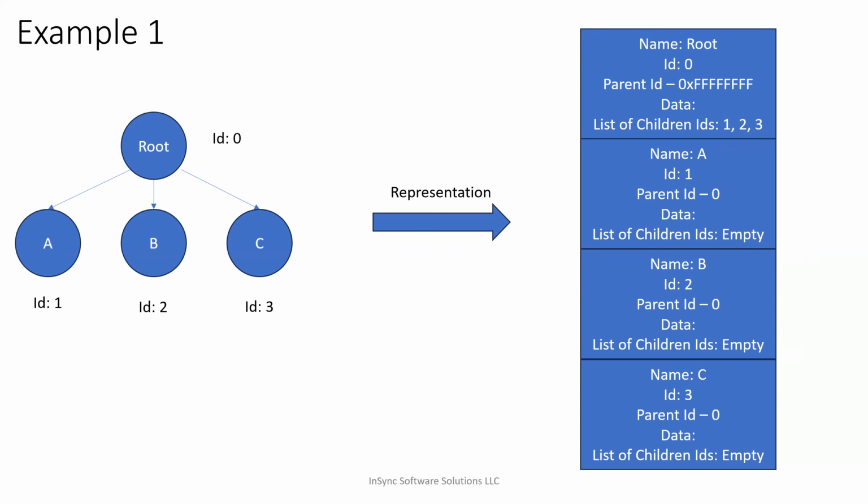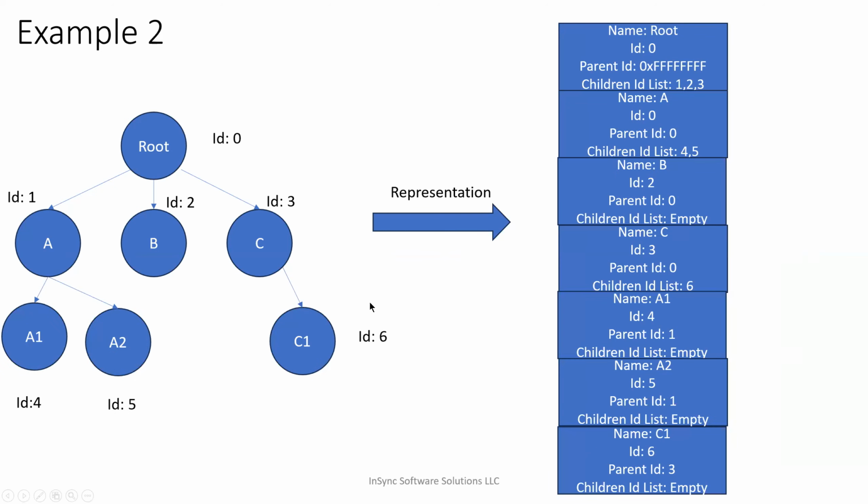In the second example, we have one more level here. We have root with child A, which has further children A1 and A2 with IDs 4 and 5. Root has a child B, which has no children. And then root has child C, which has just one child, C1. So how is that represented? Again, root remains the same with the children list 1, 2, and 3, which are respectively A, B, and C.